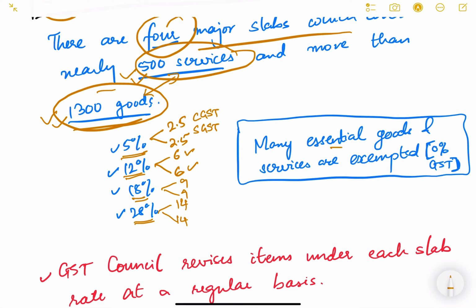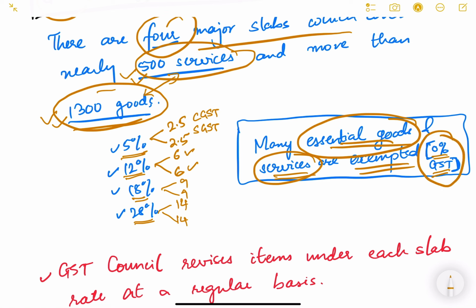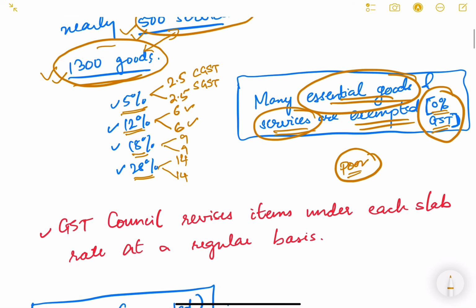There are also many essential goods and services. Essential meaning which are essential to survive, to live a life, and which poor people also use. So the government of India has given exemptions to such goods, and they are taxed at 0%. So there is a 0% tax on such goods. Okay, there is no GST at all, in order to make the system a little less regressive, so that the commodities which are used more by the poor people are not taxed at all, or they are taxed at a very low rate. So that is the intention.